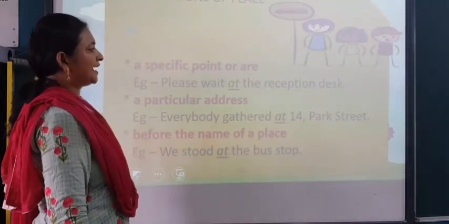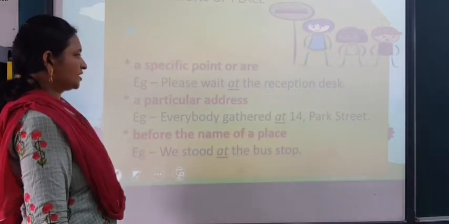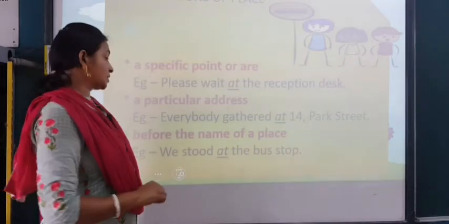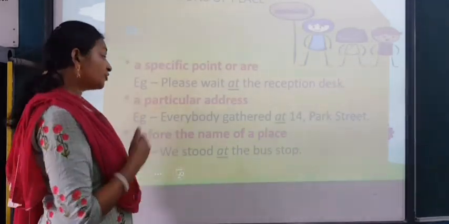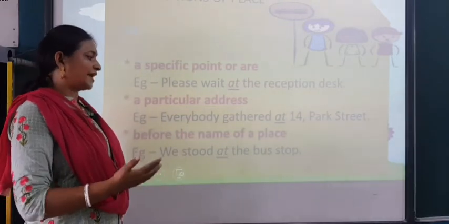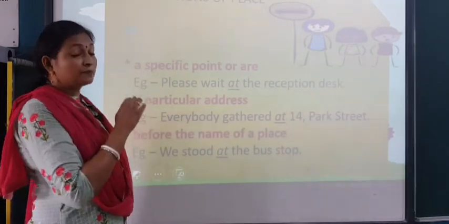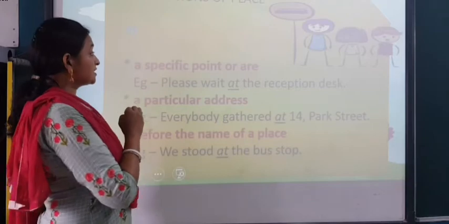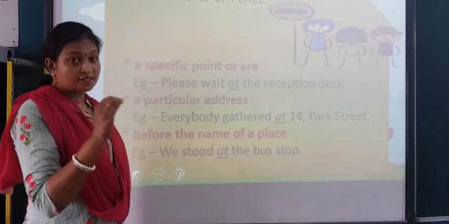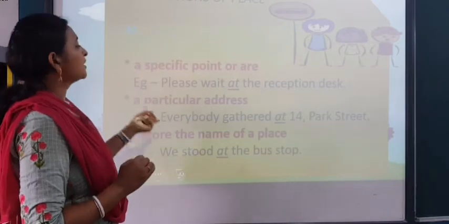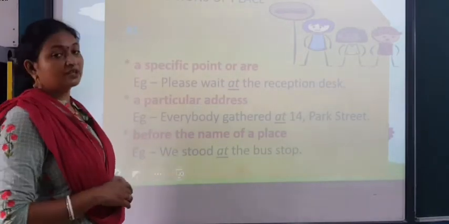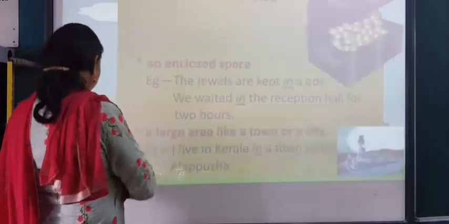Please wait at the reception desk. When we are talking about an address also, everybody gathered at 14 Park Street. Before the name of a place, we stood at the bus stop. So this is a preposition of place when you are very sure, when it is a specific point or area, a particular address, or before the name of a place.